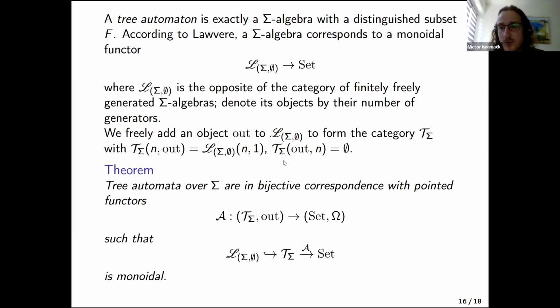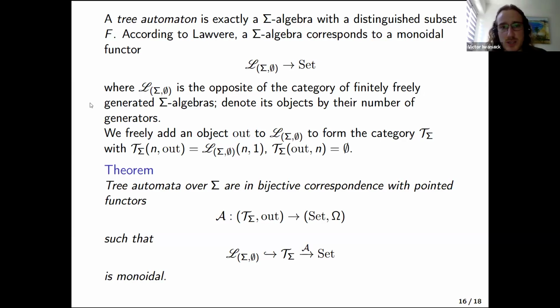You form out of your Lawvere theory L sigma empty a new category by freely adjoining, in a smart manner, the object out. It gives you T sigma, like trees, basically. And then tree automata over sigma are in bijective correspondence with pointed functors from T sigma to Set sending out to omega, such that their restriction to the underlying Lawvere theory is monoidal. So they give a genuine sigma algebra. Okay, so it's not surjective, it's kind of an injective representation.